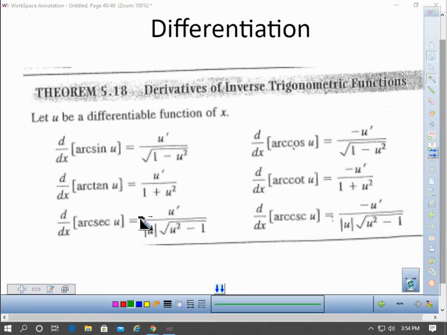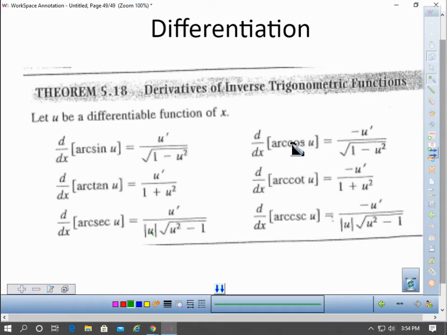There's no radical, you notice, in that one. And then for the arc secant of u, it is the derivative of u divided by the absolute value of u, multiplied by the square root of u squared minus 1. So whatever this function is behind here, the numerator always has the derivative of that function. And then in the bottom, there's some type of calculation with that function in it. Okay? All right.